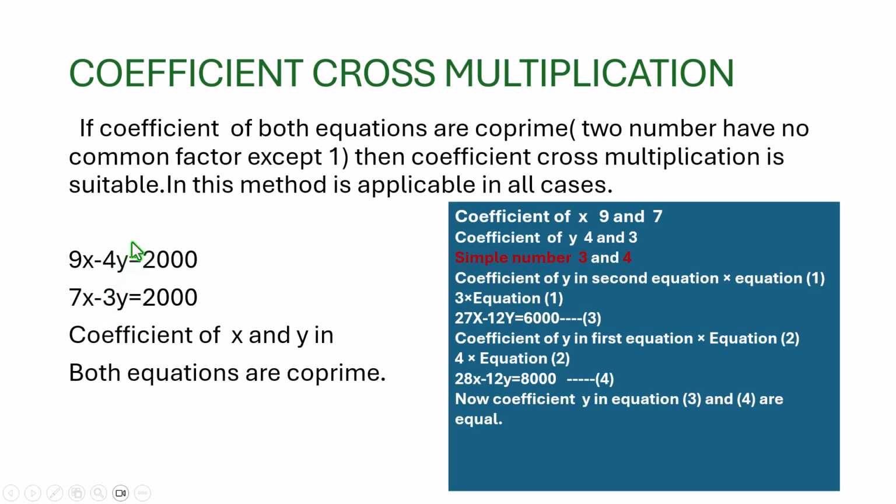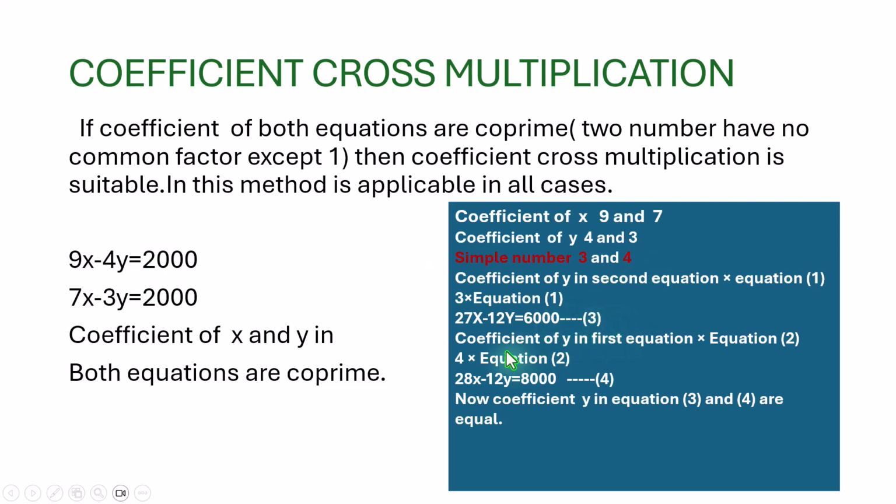So, multiply the first equation by 3 and multiply the second equation by 4. The coefficient of y in the second equation is multiplied into equation 1. That is, the coefficient of y in the second equation, 3, multiplied into the first equation: 3 into 9 is 27, 3 into 4 is 12, 3 into 2000 is 6000.